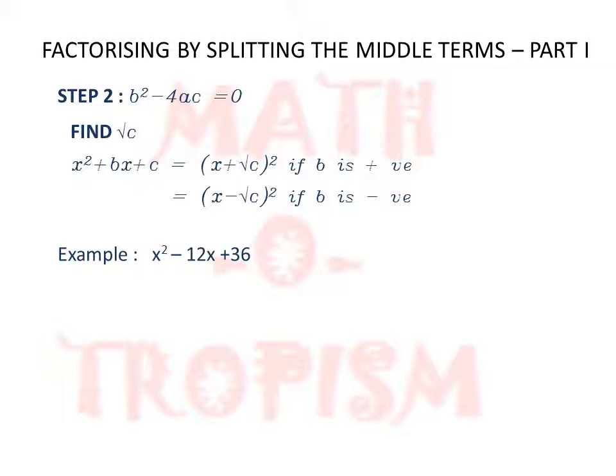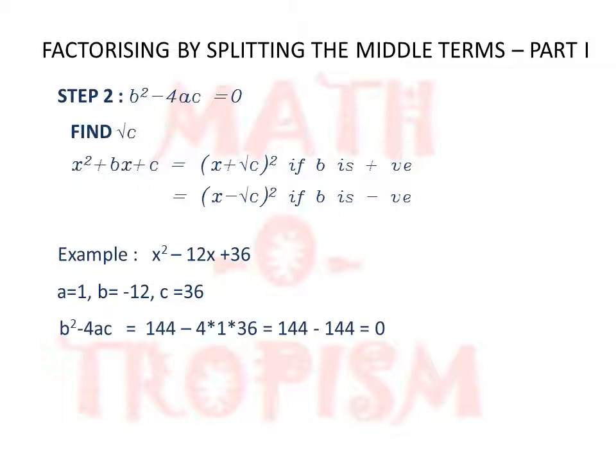For example, if I take x square minus 12x plus 36. So here we see a is equal to 1, b is equal to minus 12, which is less than 0 or it is negative, c is equal to 36. So what will be b square minus 4ac? I just substitute the values which I have written above. So 12 square will come to 144 minus 4 into 1 into 36. That comes to again 144. So 144 minus 144 gives me a 0.